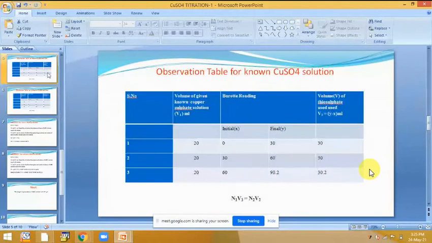Now you see in the observation table, first we will take the known copper sulfate of 20 ml, that is your V1, and I provide you the data N1, for example 1/10. N2, our target is to determine the hypo solution concentration, and V2 you will get at the end point. After calculation, the data will be like this.